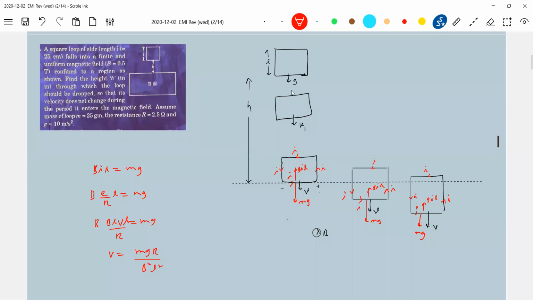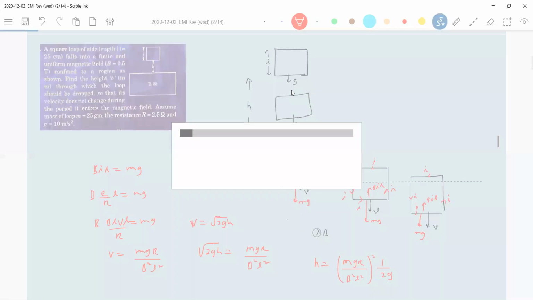So what is this V? V should be equal to root of 2gh. It's asking for that h. Squaring. In objective questions, these types of questions will be targeted for you in advance.